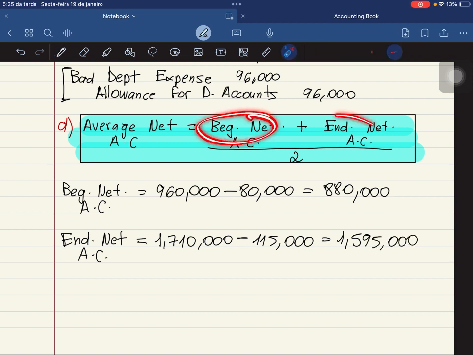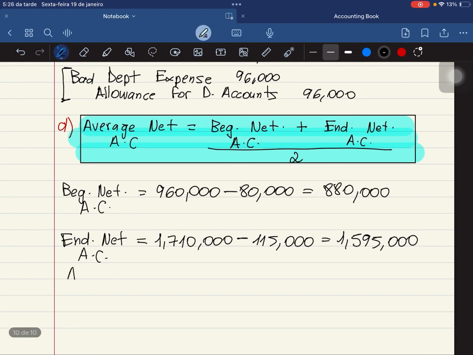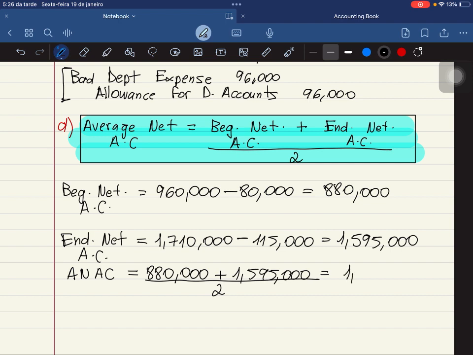Okay, now we have this and this, so we can actually calculate the average net accounts receivable. I'm going to call this average net accounts receivable, okay? So we're going to have the beginning, which is 880,000, plus the ending, which is 1,595,000, and we're going to get the average of that. So divide by 2. How much is that? Okay, that is 1,237,500. This is our average net accounts receivable.